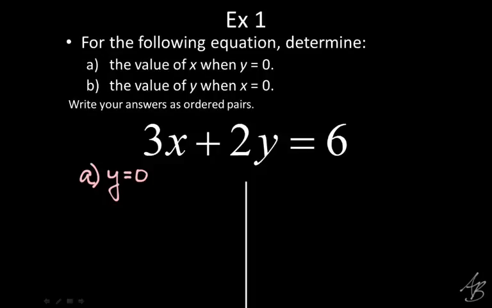So what do you think I'm going to do with that 0 in this equation? I'm going to plug it into the equation. So I'm going to rewrite that equation. So we've got 3x plus 2. Now instead of y, what am I going to put? 0 equals 6. All right, so we just rewrote this equation here, but when we rewrote it, we changed the y into a 0 because we know y equals 0.